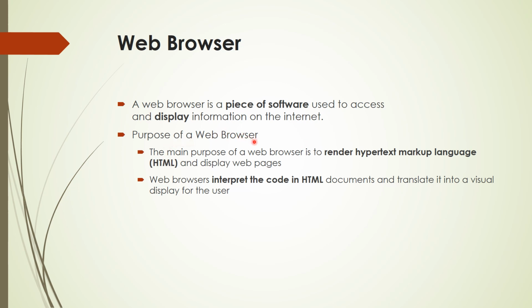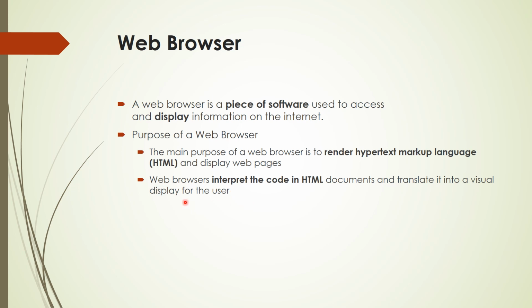The main purpose of a web browser is to render hypertext markup language and display web pages. In this video we will be talking about web pages as well and how we can make them. Shortly, let me tell you that any page you see displayed on the internet is called a web page, right? And to write web pages we use a language called hypertext markup language. The purpose of web browsers is to render HTML and display web pages.